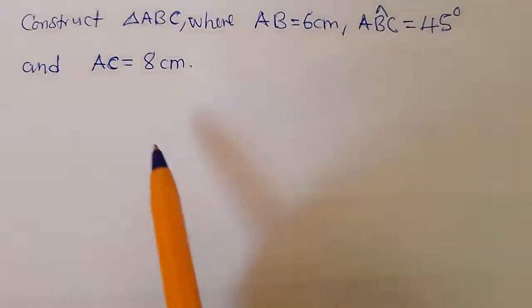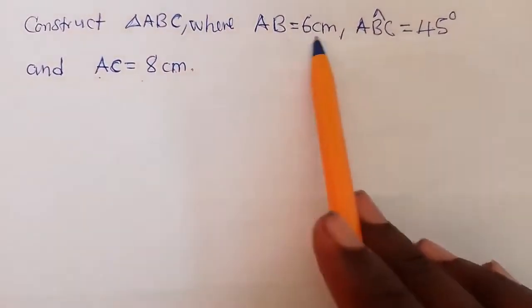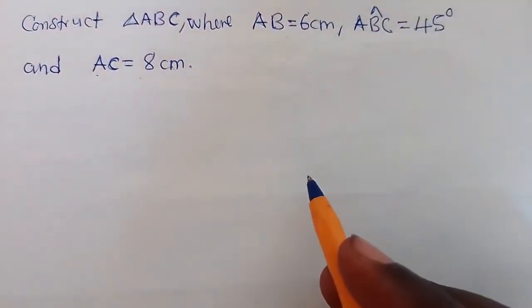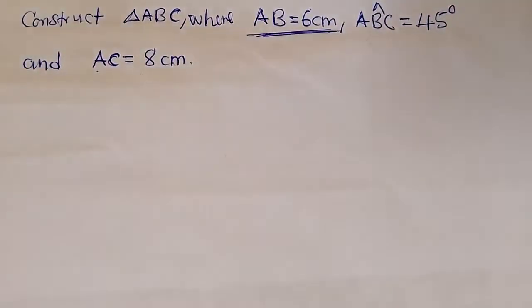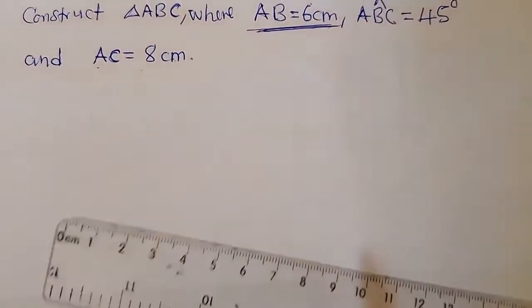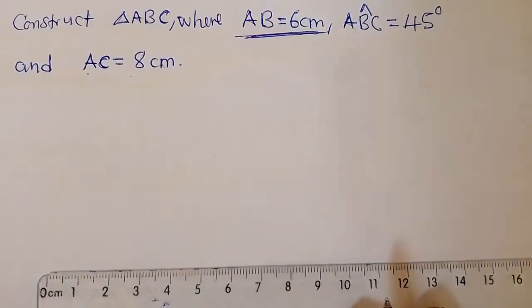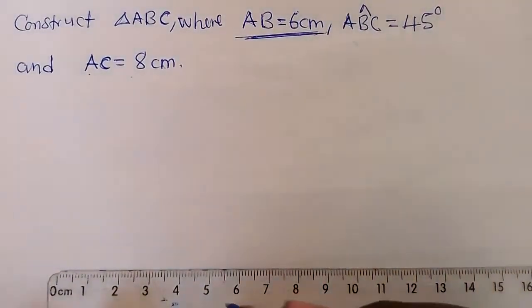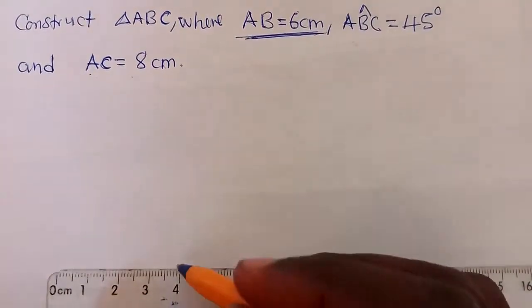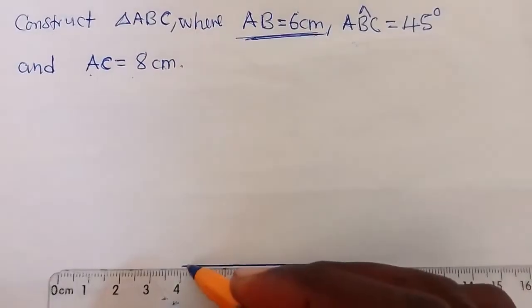So you construct ABC, starting with the first one. The first one is what? AB. AB is 6 centimeters. You get your ruler like this and measure 6 centimeters. Have you seen 6 centimeters? This is 6 centimeters.